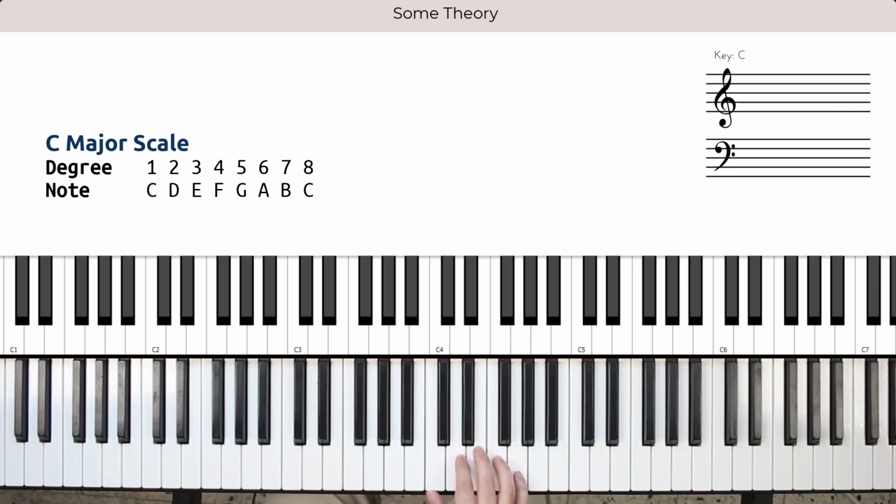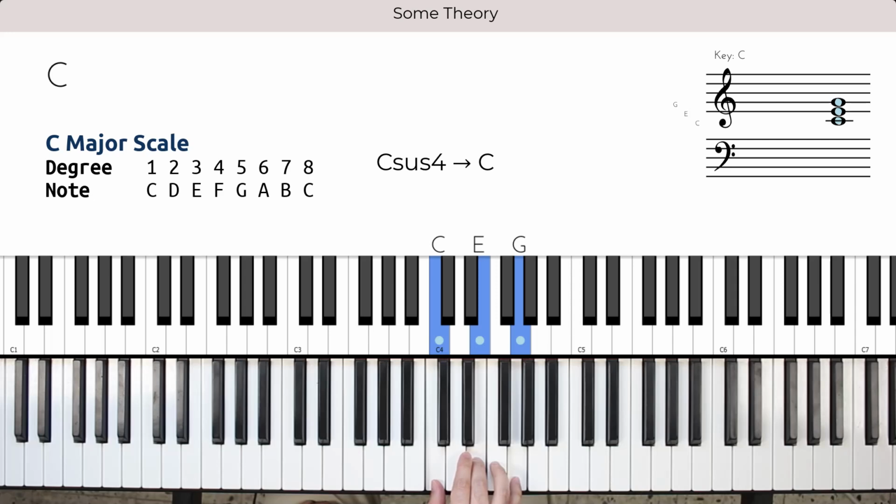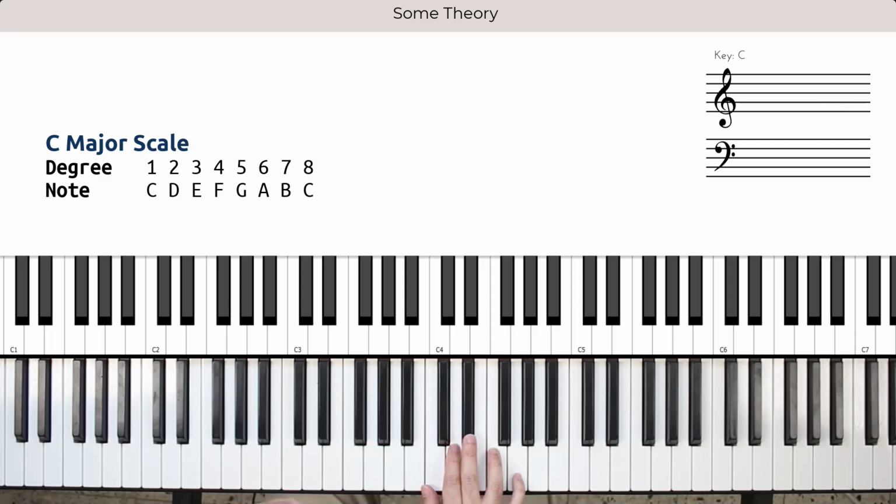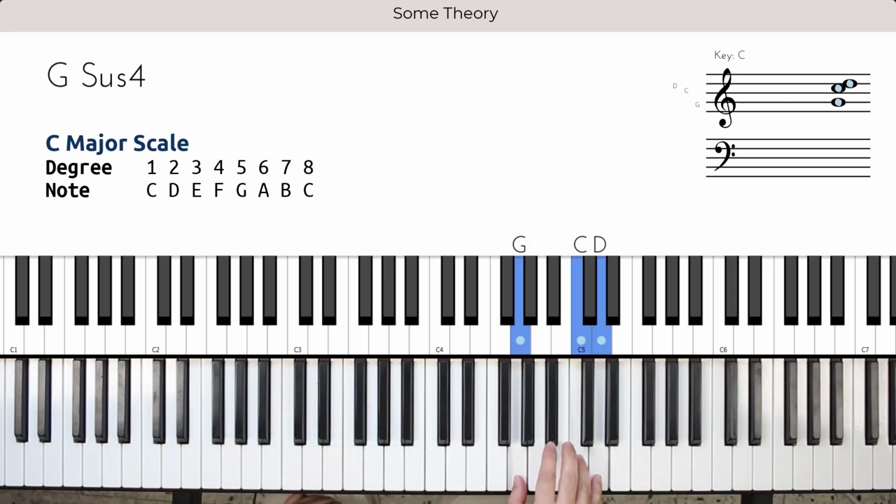Most naturally, this would resolve into either a major or a minor. For example, C sus4 to C major, C sus2 to C major, or C sus4 to C minor. This is a very classical sound that might be reminiscent of just classical compositions, maybe even dating back to Baroque music.